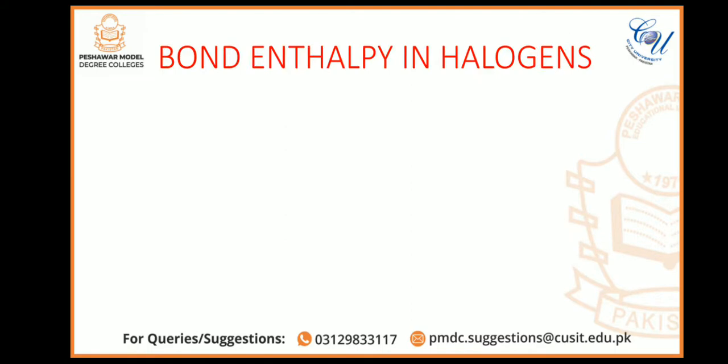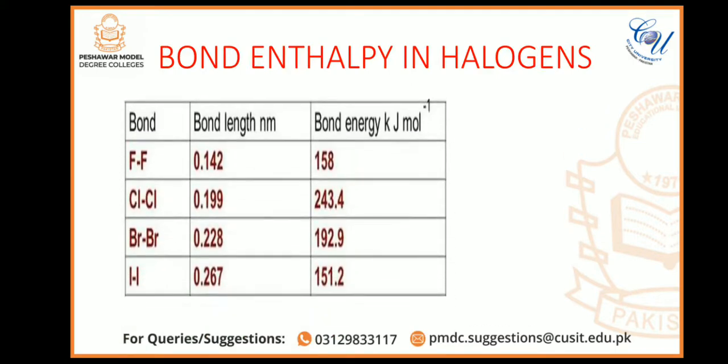So let's discuss bond enthalpy in halogens. Bond enthalpy is inversely proportional to bond length. As bond length increases, bond enthalpy decreases. So in halogens, bond enthalpy decreases down the group.